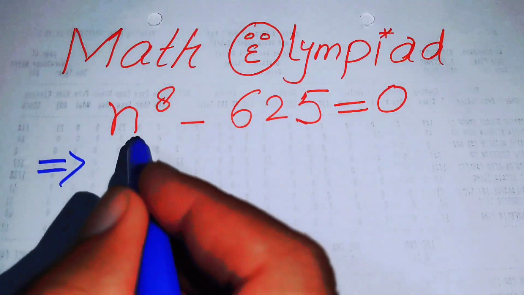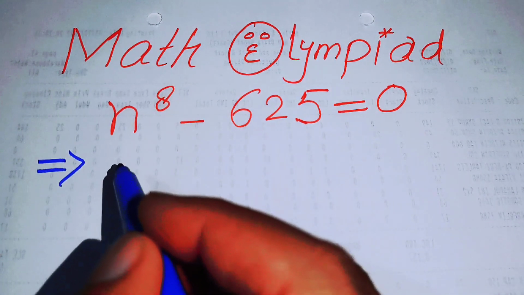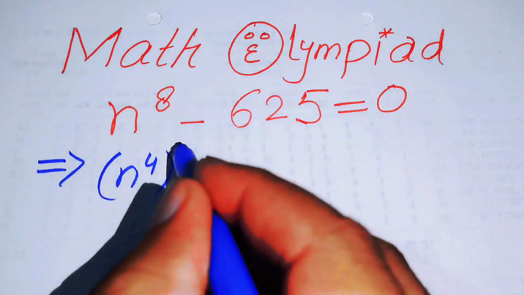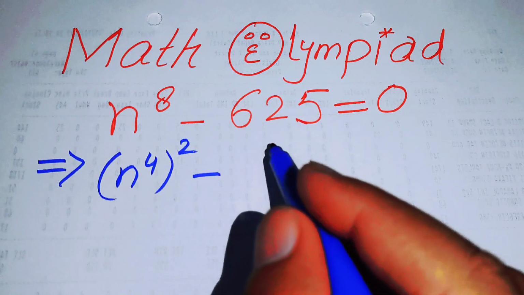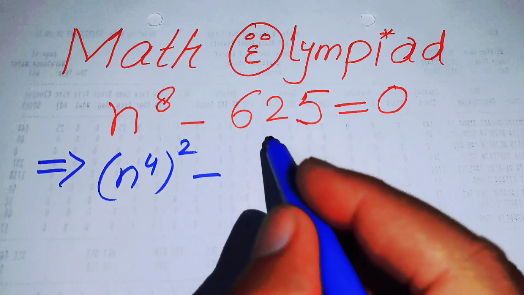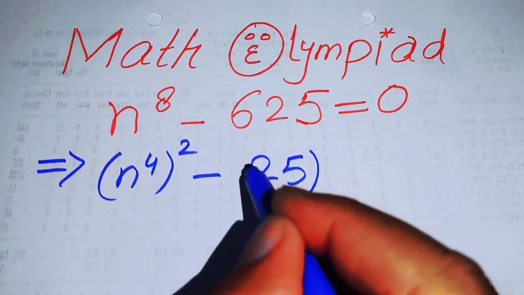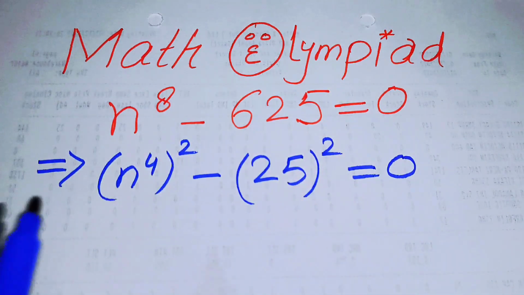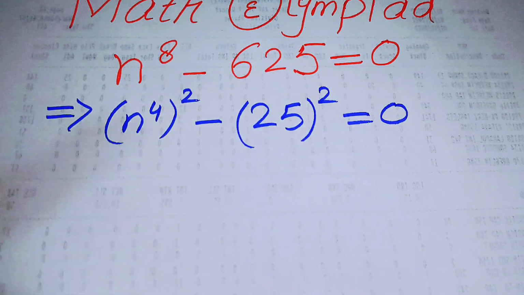Here you have n to the power of 8, and we will write this n to the power of 8 as n to the power of 4 and its whole squared, minus here you have 625, and we know that 625 is the square of 25, and this whole equation is equal to 0. And now in the next step we will use the nice square identity, and you know about this one.